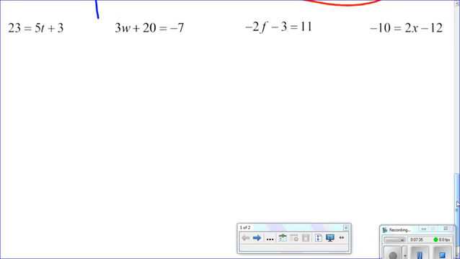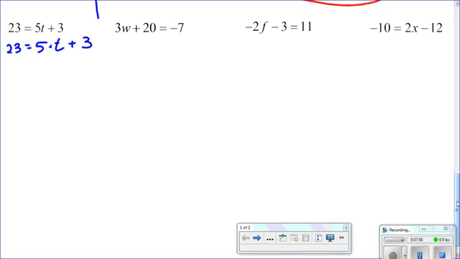Okay, so looking at the first one, 23 equals 5t plus 3. So we've switched it around. The t's on the other side of the equation now. That's okay. We're still going to use opposite operations. So t is being multiplied by 5 and added by 3. So we're going to follow BEDMAS backwards to isolate the t.